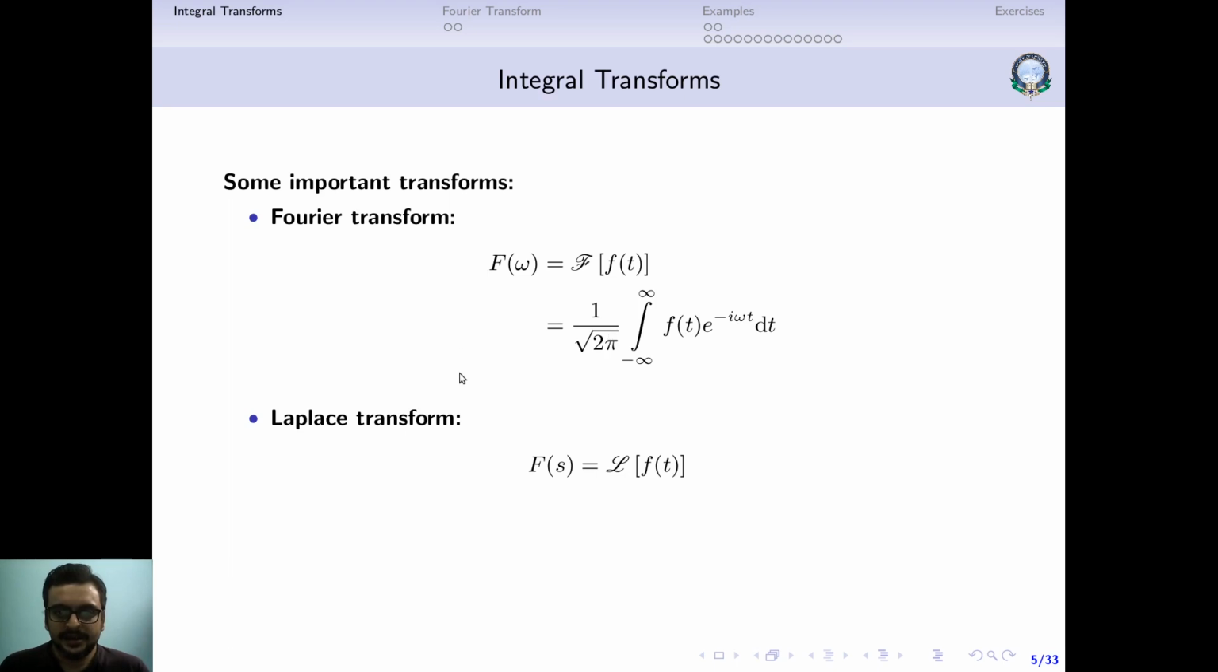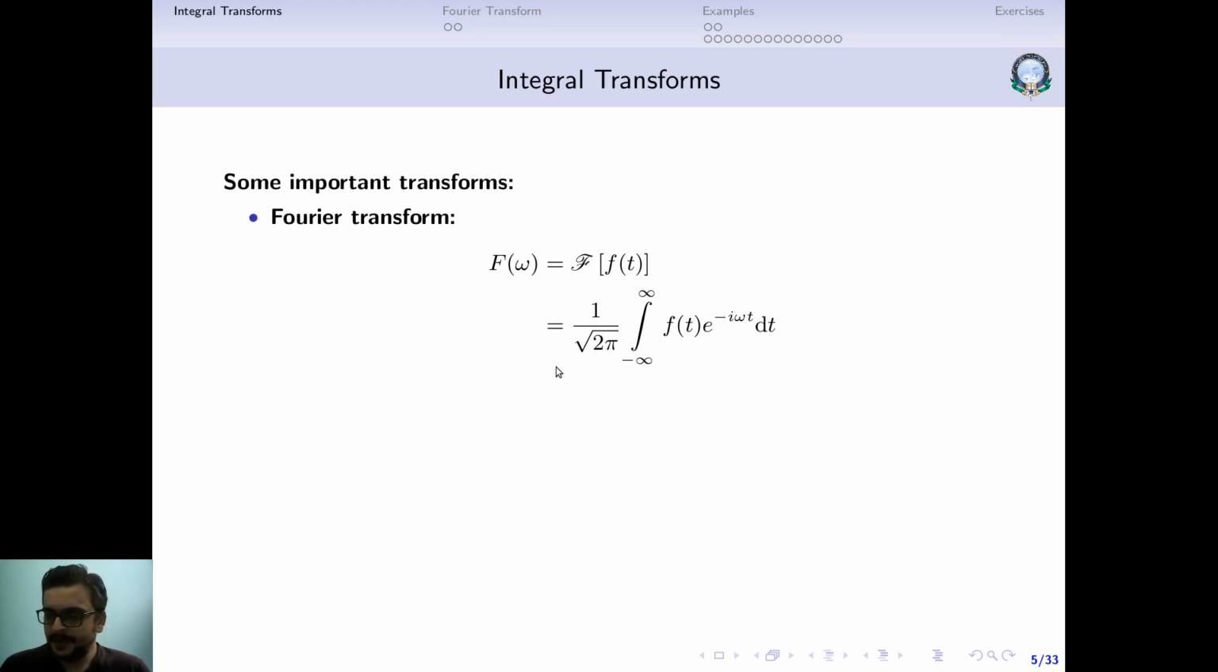Before I go to the Laplace transform, the Fourier transform is important because it appears in many different physical problems. It appears in problems in quantum mechanics, it appears in signal processing, it appears in optics and acoustics and so on.